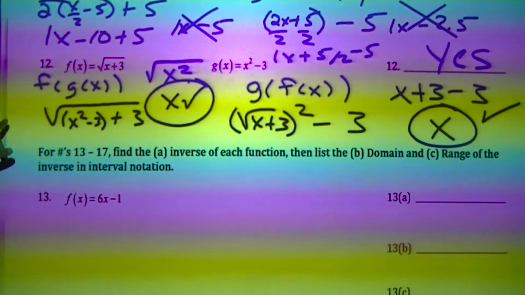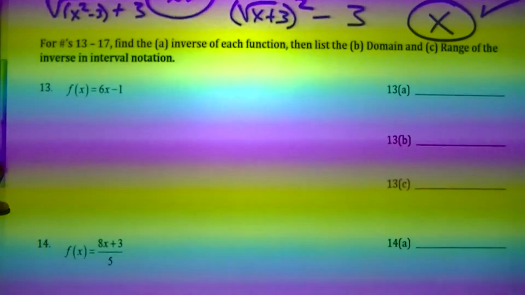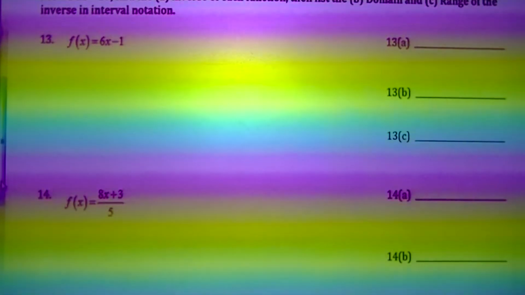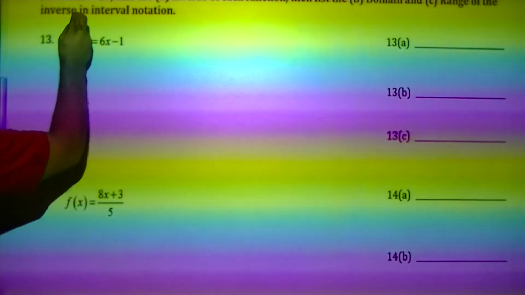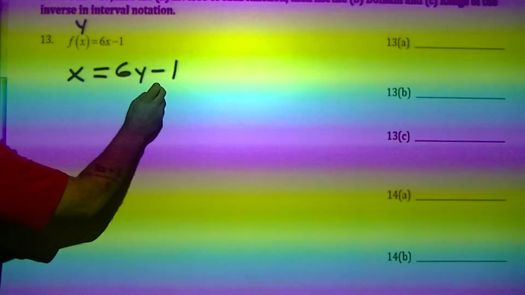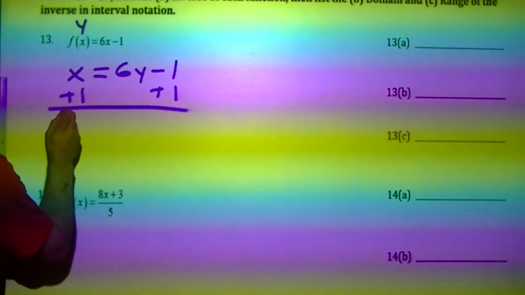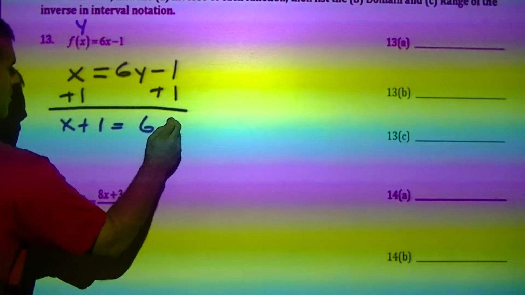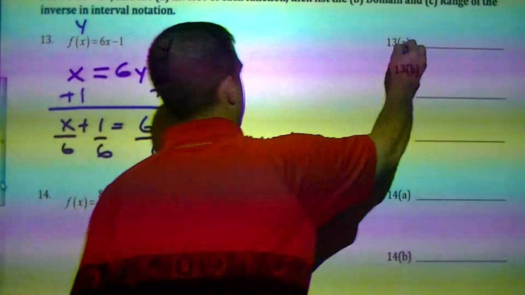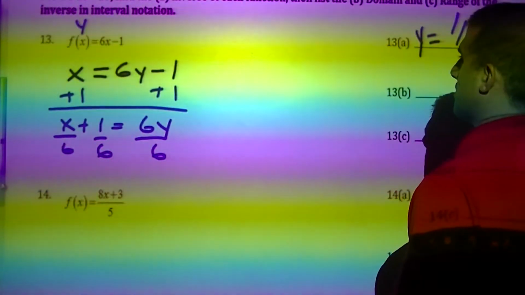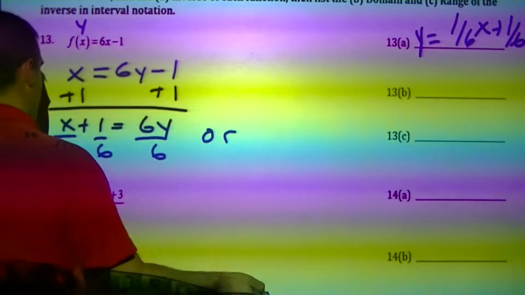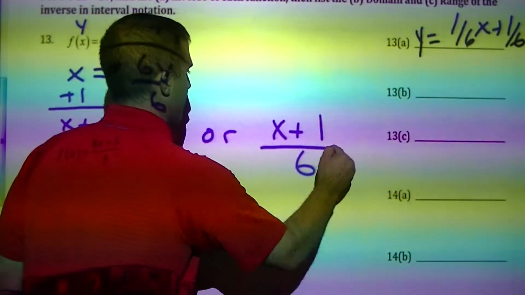Okay? All right? Moving down, it says find the inverse of each function and list the domain and range of the inverse. So what I'm going to do, f of x is a fancy symbol for y, but I'm going to switch x and y. I'm going to add 1, because my goal is to get y by itself, and divide it by 6. So what my answer there is going to be is y equals 6x plus 1/6. You can also have this as an answer, x plus 1 all divided by 6 equals y.